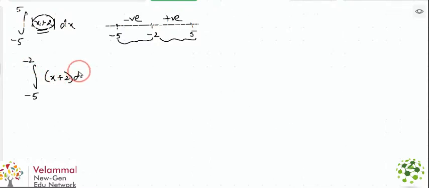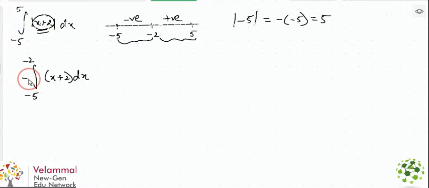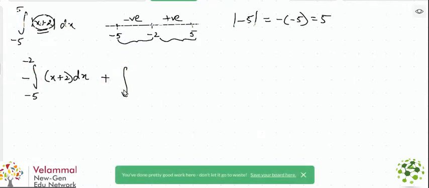dx. When it is negative, we change the sign. Remember what we do? Modulus of minus 5 means we write it as minus of minus 5, which is plus 5. We just change the sign. So we are changing the sign here. And when it is positive, we just leave it as it is. So minus 2 to 5, what do we do? It is just x plus 2 into dx.